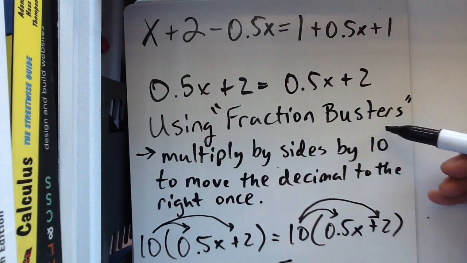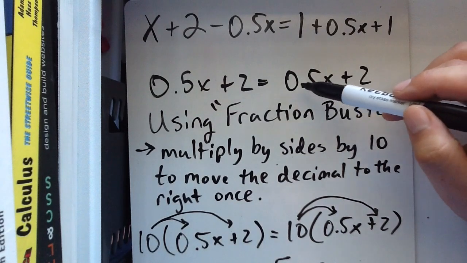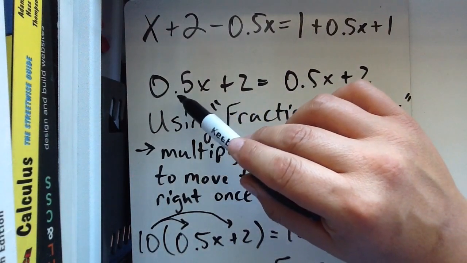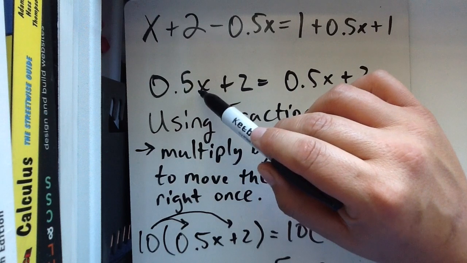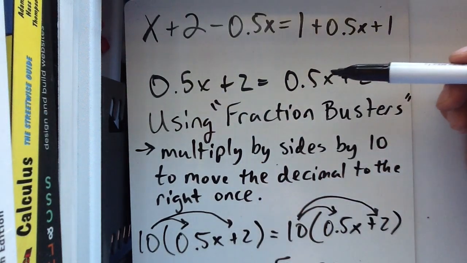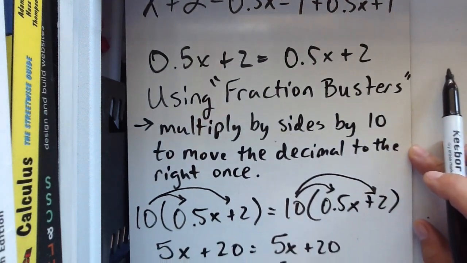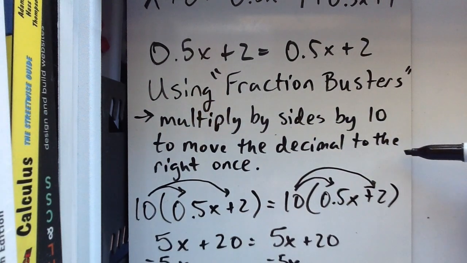So I'm going to use again the idea of fraction busters, but because I have decimals, all I've got to do is move the decimal to the right one place for both, so that the decimal is gone and I'm left with an integer. I'm going to multiply both sides by 10. And it tells you my reasoning why.